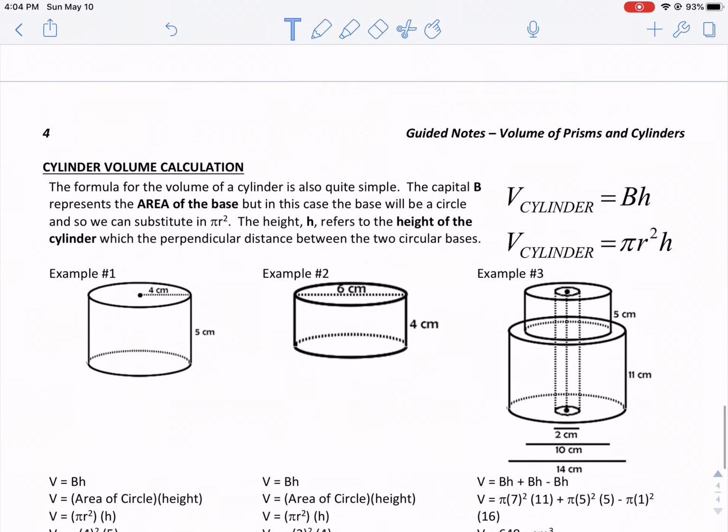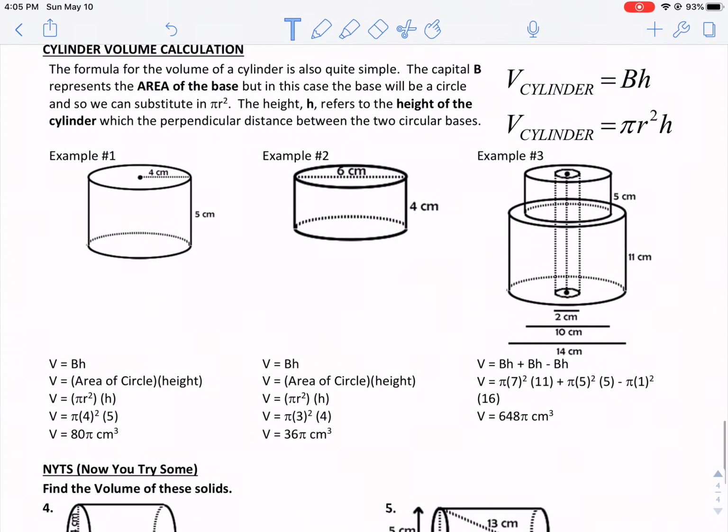So coming down here, they have a couple of examples for you. First one, my radius is 4. My height is 5. So we find the area of the base, or the area of a circle, which is pi r squared, or pi times 4 squared. Then we multiply by the height, which is 5. 16 times 5 is 80. Notice they left pi in their answer there, so it was just 80 pi centimeters cubed. If they wanted to, you could take 80 times 3.14 and you'd have your decimal answer.